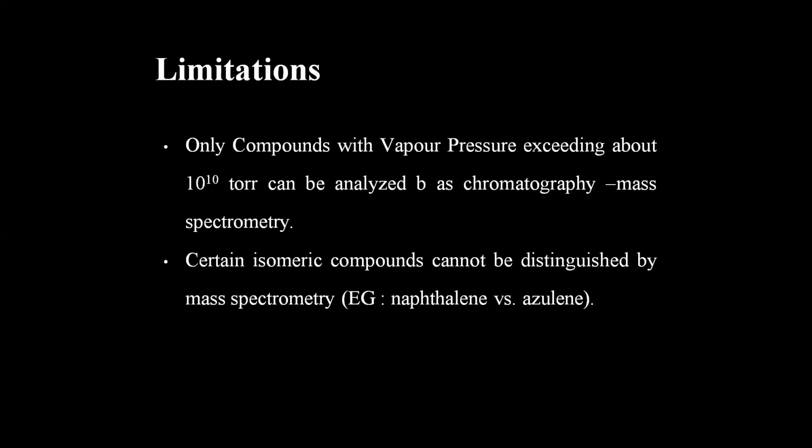What are the limitations of GCMS? Only compounds with vapor pressure exceeding about 10 raised to the power 10 torr can be analyzed by gas chromatography mass spectrometry. Certain isomeric compounds cannot be distinguished by mass spectrometry. For example, naphthalene versus azulene.